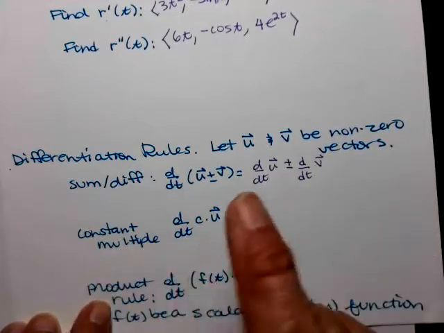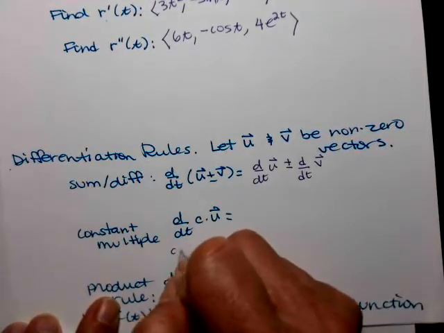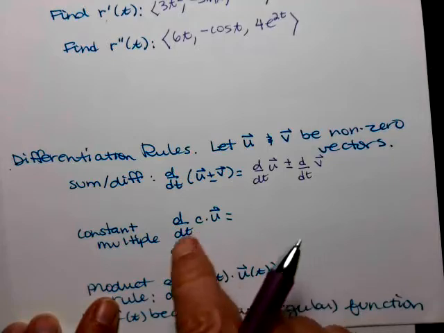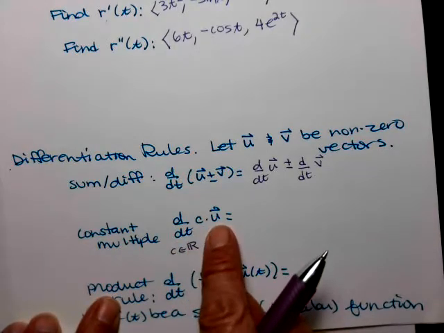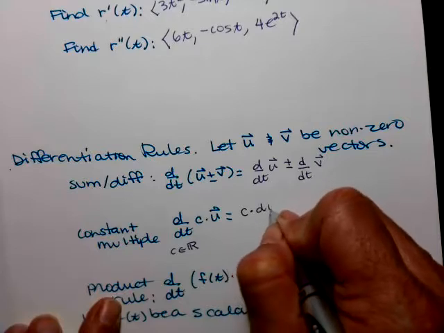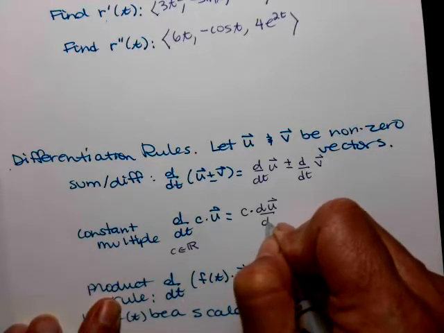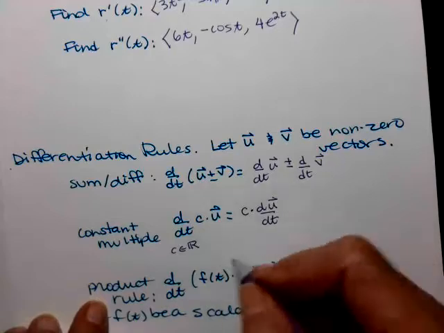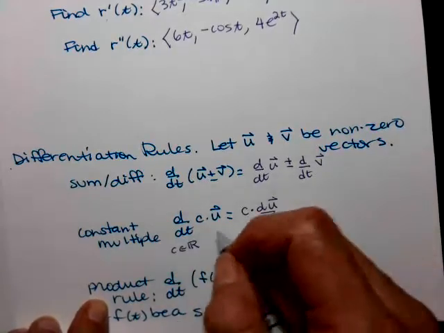Okay. Constant multiple, so c is a number. If you're taking the derivative of a multiple of u, then you can just move that constant multiple out in front, take the derivative of u and then take your multiple back through, either way.